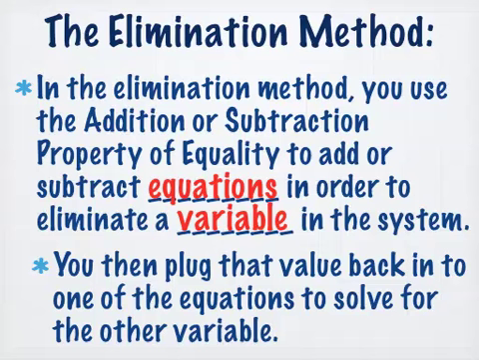The elimination method is kind of similar to the substitution method for the second part, but in the first part, you're going to take the full equations and either add or subtract them. When you do, you want one of the variables, either x or y, to be eliminated, to add or subtract to equal 0, so that you can solve for one variable. And then just like in substitution, you take that value and plug it back into one of the equations to solve for the other variable.